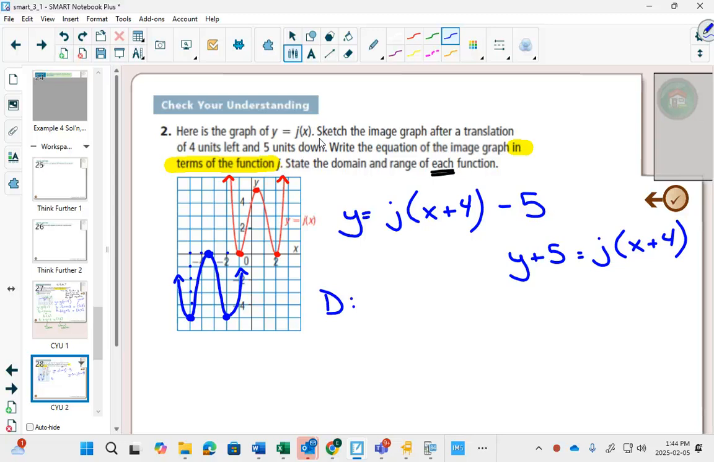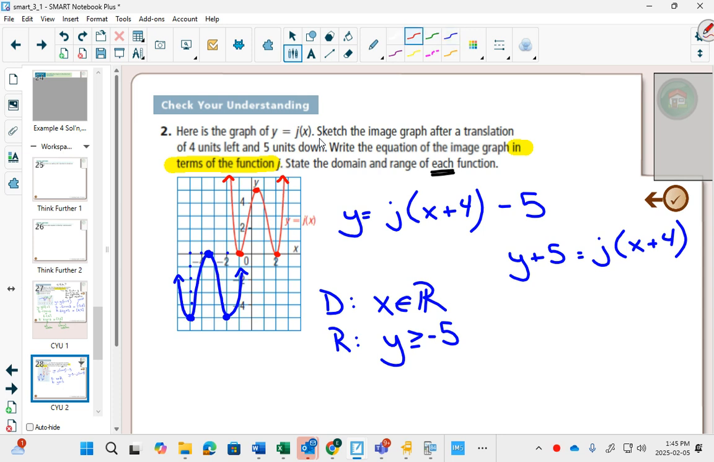So domain of the blue one. Domain is my x values. Every single x value is okay. So I can write every single x in. My range, do I have a smallest y value? Yes. The smallest y value is -5. Do I have the biggest y value? No, because these arrows go up forever. So I can write this, just the y values have to be bigger than or equal to -5.